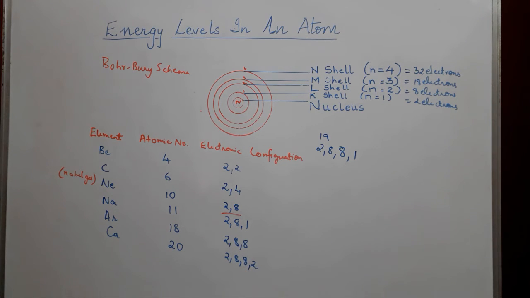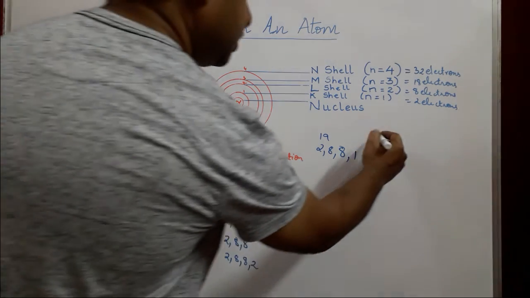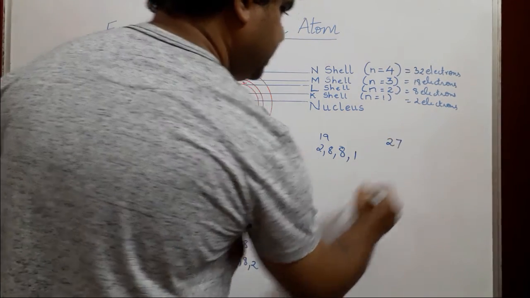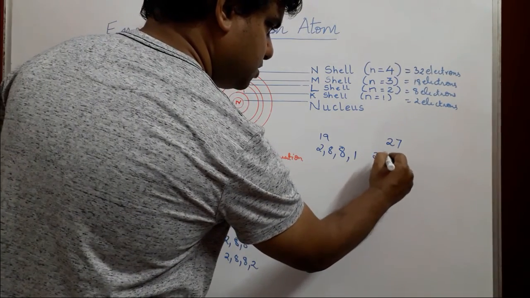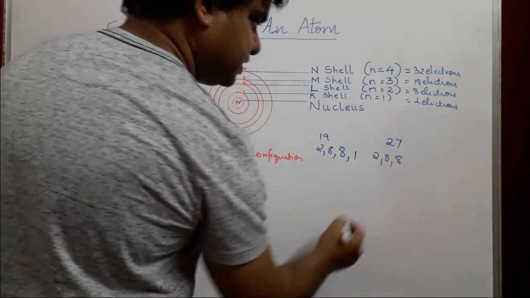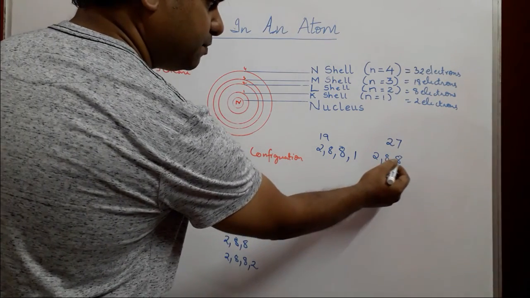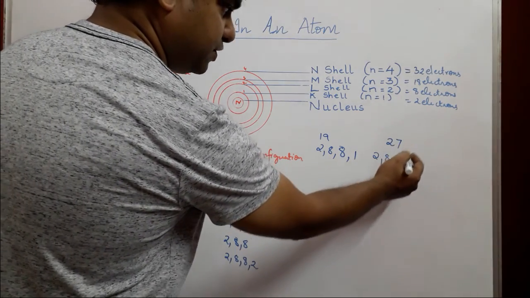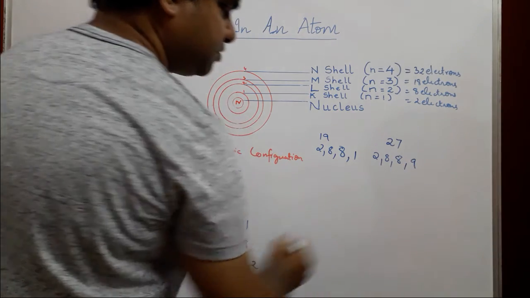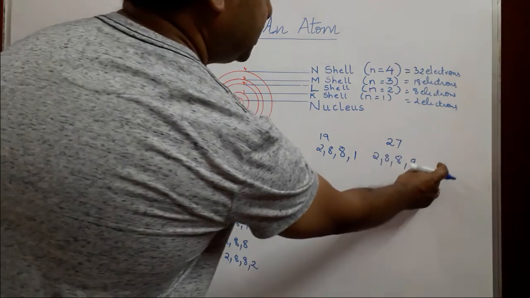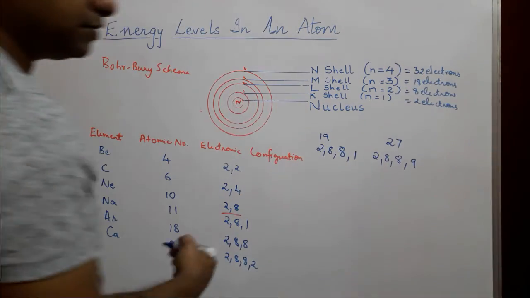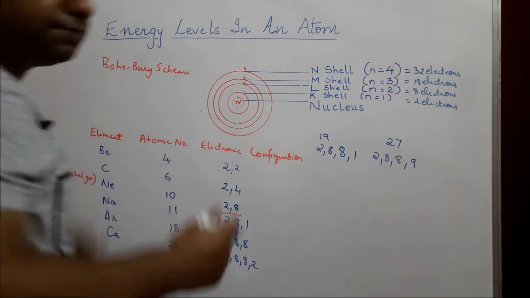Okay, now there is another exception to this. What if the atomic number is 27? You would expect it to become 2, 8, 8. That will be 8 plus 2, 10, 10 plus 8, 18. So 9 electrons remain. It should have been 2, 8, 8, 9, because the last shell has a capacity of 32 electrons. So filling up 9 electrons shouldn't be a problem.